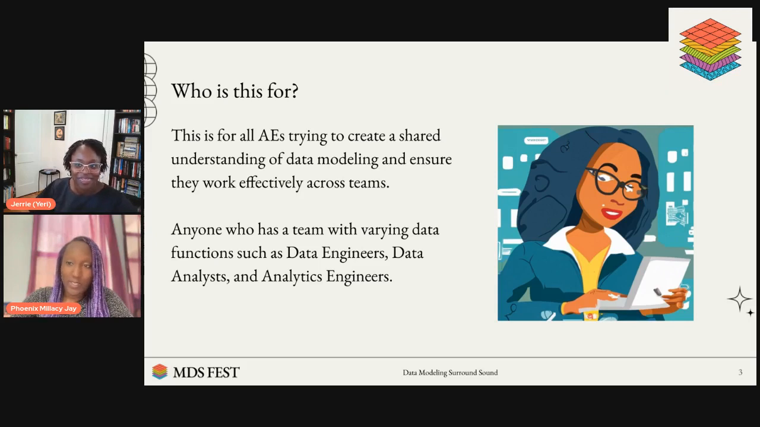All right, and then we will dive in. So we mentioned who we are. We are analytics engineers. In the chat, we'd love to see who are you? Are you a data analyst, analytics engineer, data engineer, other, team lead? Let us know. But this talk is about data modeling, and it's for all of the people trying to create a shared understanding of what data modeling means and ensure that we can work effectively across all the different teams. So this talk is for really any of those, data engineer, data analyst, analytics engineer, and if you're trying to create that shared understanding.